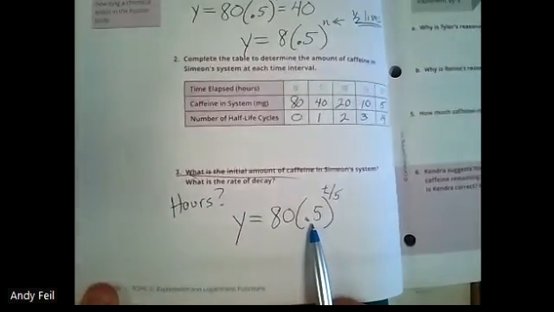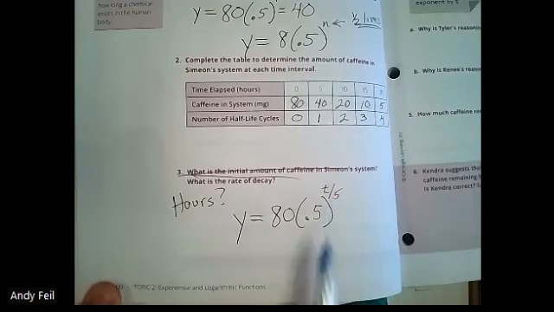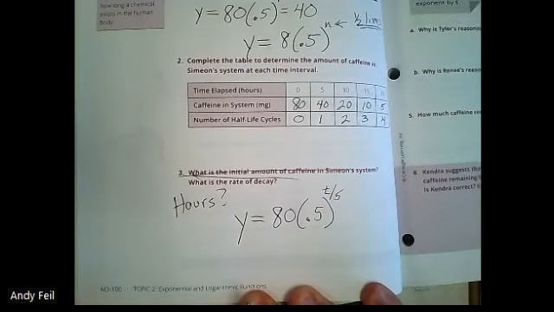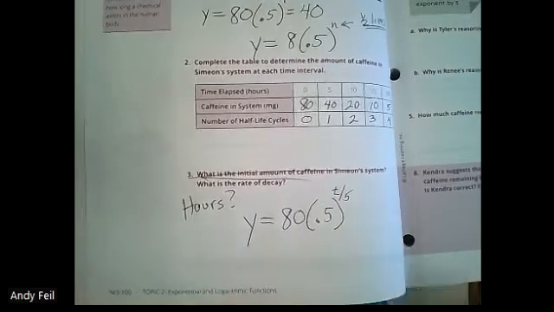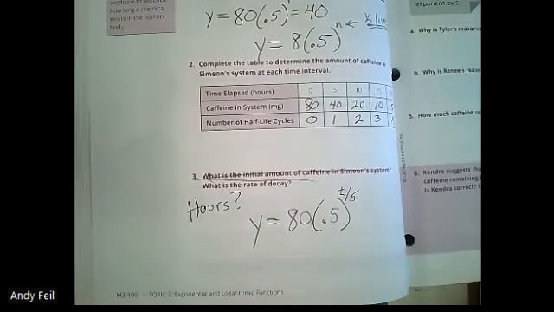So the formula is 80 times 0.5 to the T divided by 5, where T is time in hours. That way we can now do the problem with hours instead of half-lives, because that is easier in my opinion.